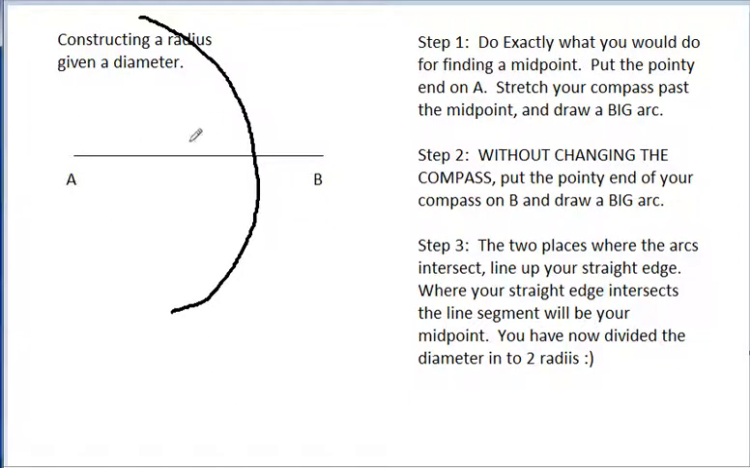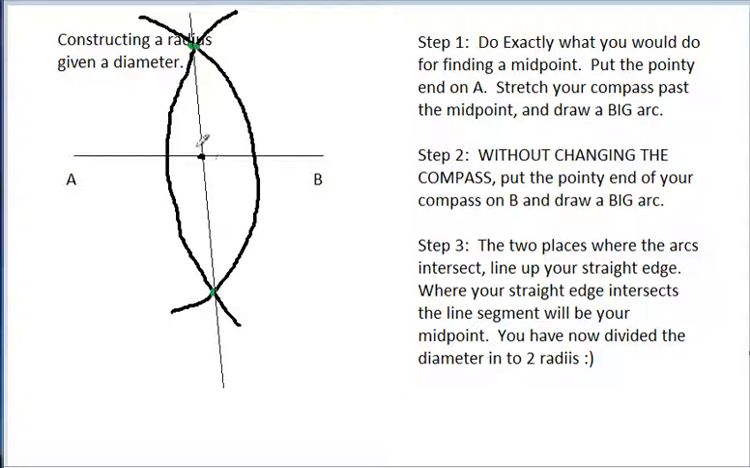Then, without changing the width of our compass, we're going to put the pointy end of our compass on B and make the same big arc. Where the 2 arcs intersect, you're going to probably make some points. That'll probably be easier. And then we're going to put our straight edge down. And that will help us figure out where the midpoint is. That's where the midpoint is, so I'm going to go ahead and call that C.